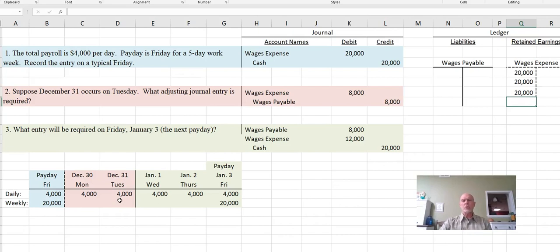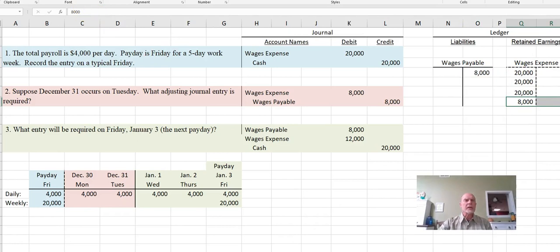So we're going to go ahead and record an adjusting journal entry. These end of year journal entries to bring the numbers up to date are called adjusting journal entries. And we're going to debit wages expense for those 2 days, $8,000, and credit wages payable. So when I record that, the debit of $8,000 goes to wages expense, and the credit of $8,000 goes to wages payable.